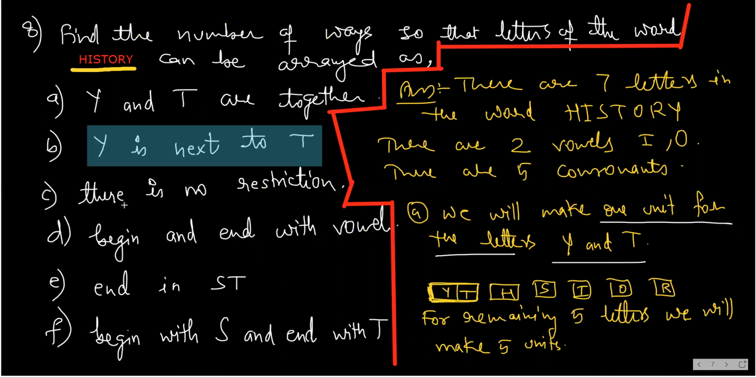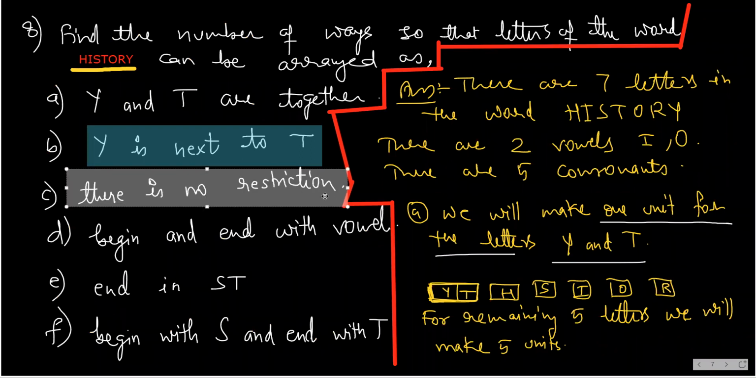Now let's go for the C. Look at the C. What does the C say? The C is, there is no restriction. Now students, if there is no restriction, it means in these 7 letters of the word history, any letter can go at any place. Now you understand, if there is no restriction, then the 7 letters can be arranged amongst themselves.